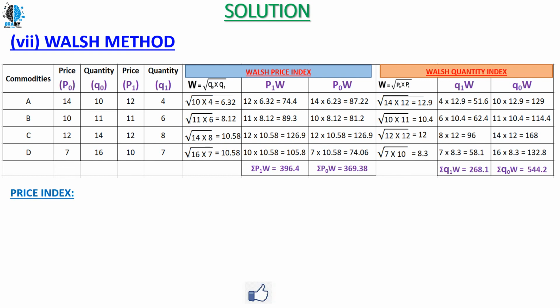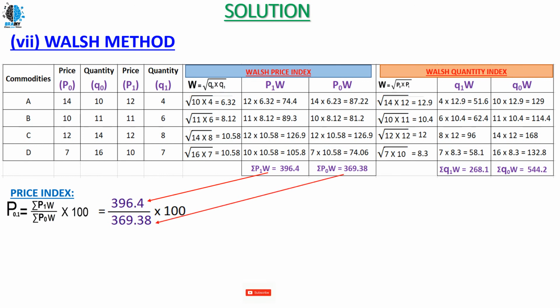Okay, so let's see the price index under Walsh method. The formula is P01 equals summation P1 W divided by summation P0 W into 100. I am going to take these values from the tabulation. 396.4 divided by 369.38. After doing the calculation, I will be getting the price index under Walsh method is 107.3.